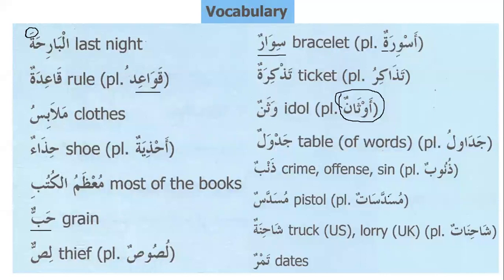So we know many of the patterns that are mamnu min as-sarf, for example, af'ila'u, fu'ala'u, mafa'ilu. But this pattern, you should remember, is not mamnu min as-sarf. Af'alun is not mamnu min as-sarf. Jadwalun, table of words, and jadawilu. Jadawilu is also mamnu min as-sarf because it is on the pattern of mafa'ilu. Dhambun, crime, offense, sin, and the plural is dhunubun.